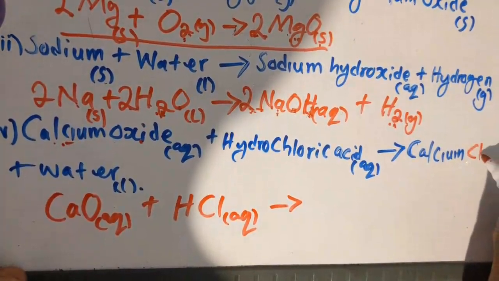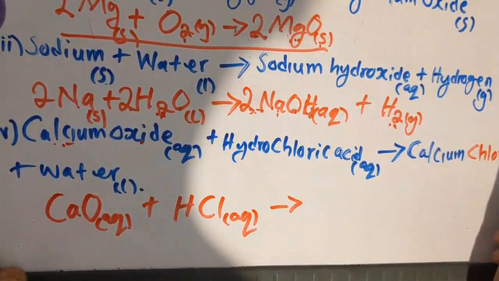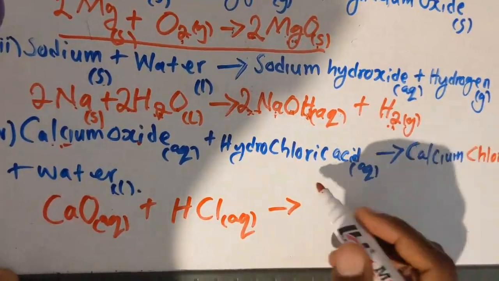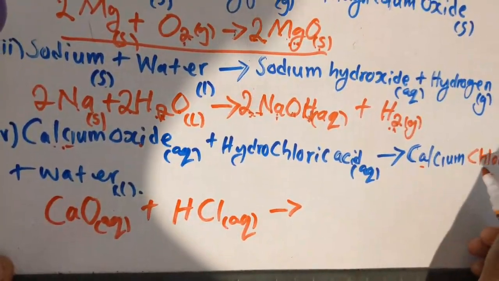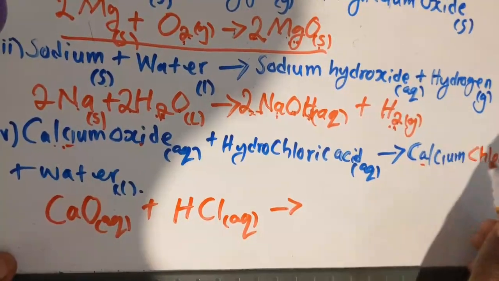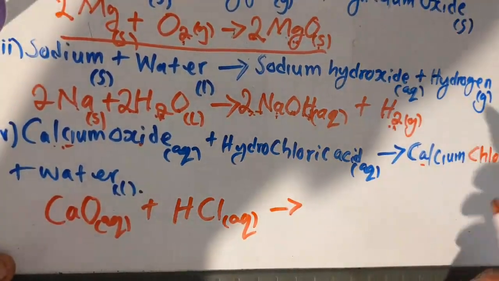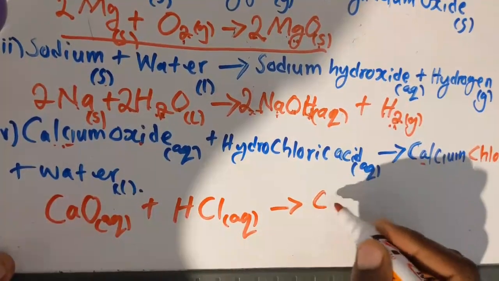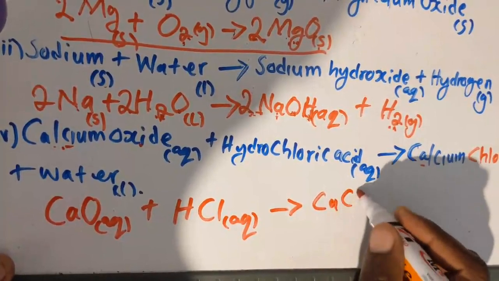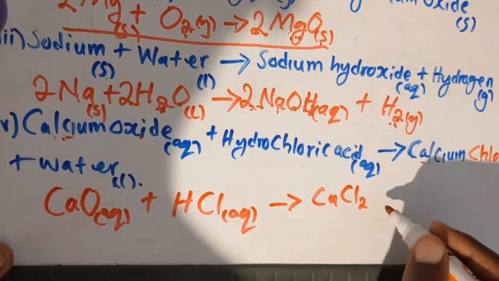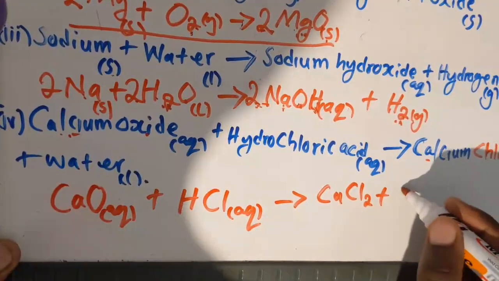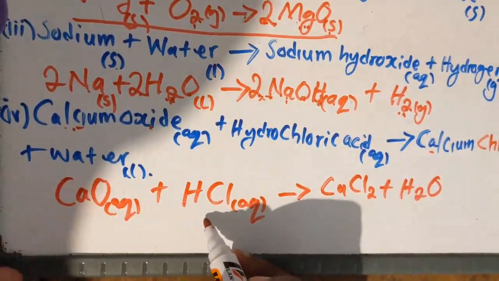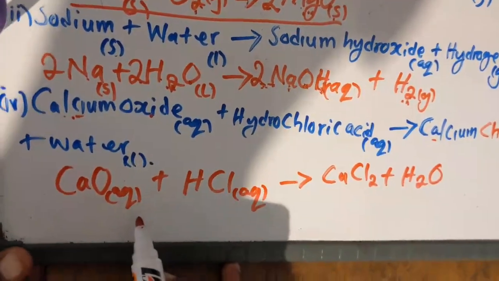Calcium chloride. Okay, so it is going to give us calcium chloride. Calcium is in group 2 and chlorine is in group 7, which has a valence of 1. So meaning that calcium chloride will be calcium chloride, like that. Okay, then plus H2O. This is the water here. So now how do we balance this?